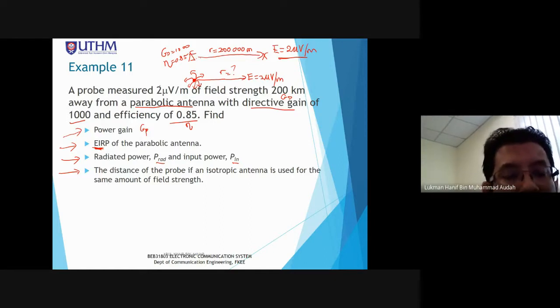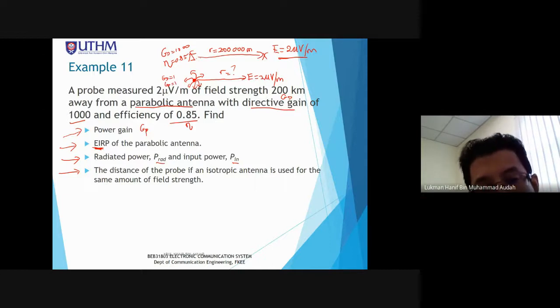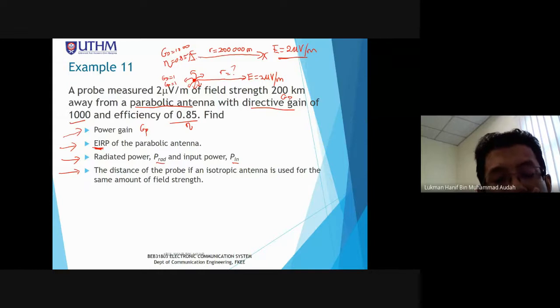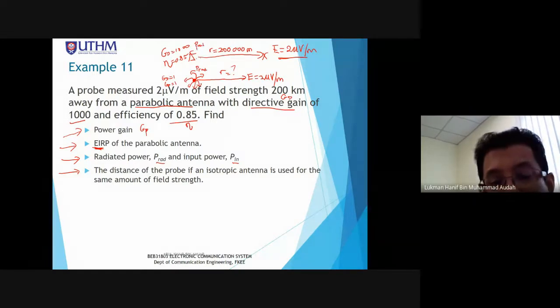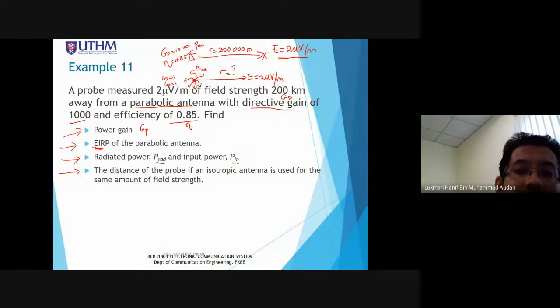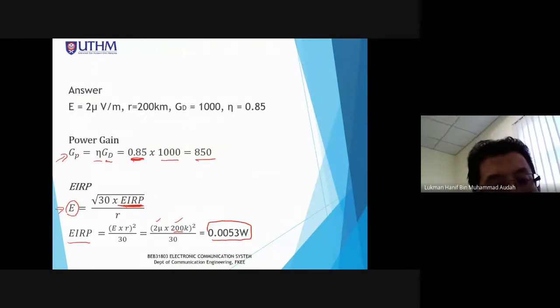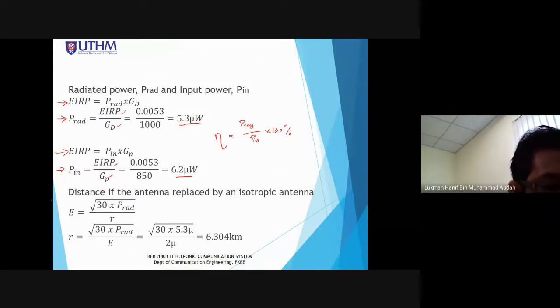So isotropic radiator, we know that GD equal to 1, GP equal to 1. Okay, so dalam kes ini kita perlu menganggap salah satu mestilah sama, iaitu dia punya P radiation. Dalam kes ini kita boleh gunakan P radiation. So P radiation kita boleh gunakan P radiation yang sama, okay, dengan real antenna. Dengan menggunakan P radiation sama, berapakah nilai distance? Okay, so you see that here.